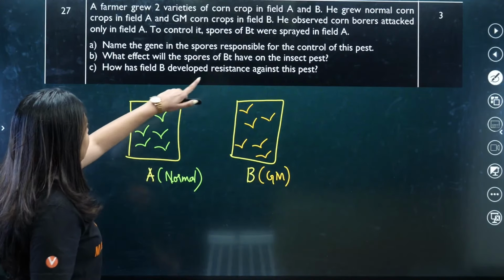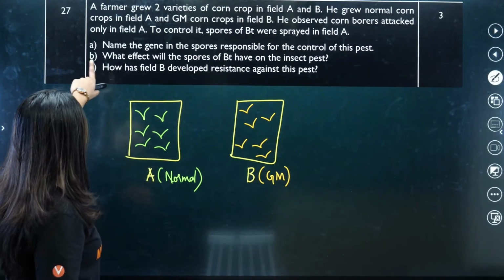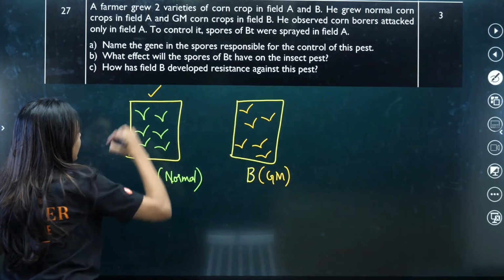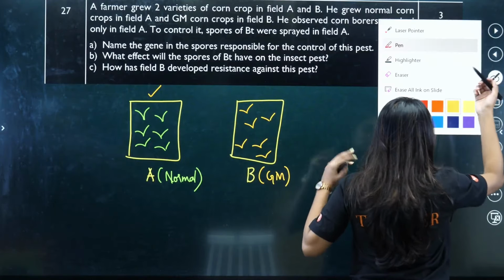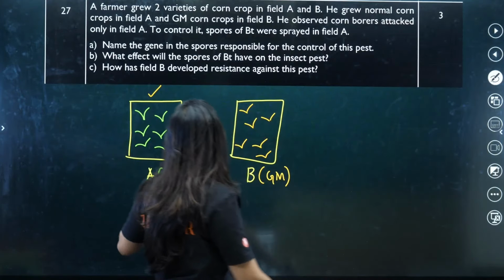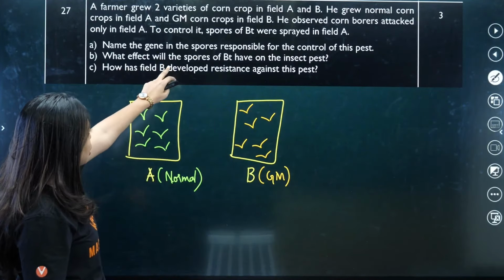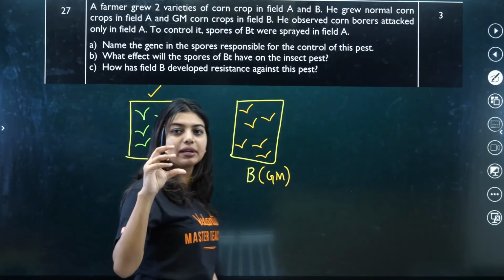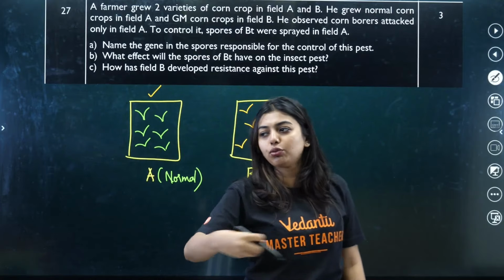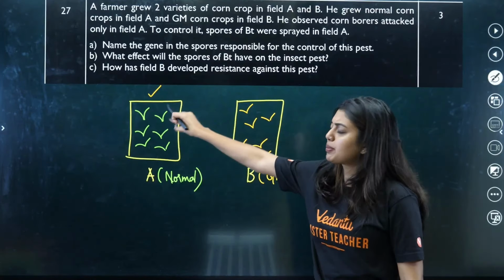Now, what are they telling? He observed the corn borers attack only field A. Why? Because field A was normal crops, right? It was not genetically modified. Now, to control it, spores of BT were sprayed in the field. So how does this BT work? It will be given in a sachet. You have to mix it with water and just sprinkle it on the plants.